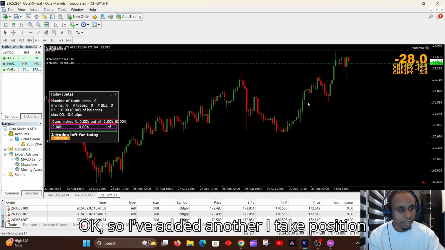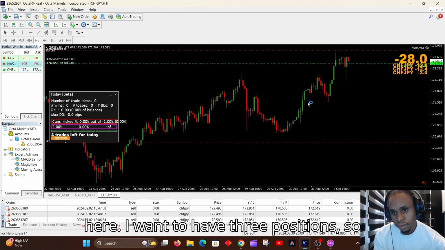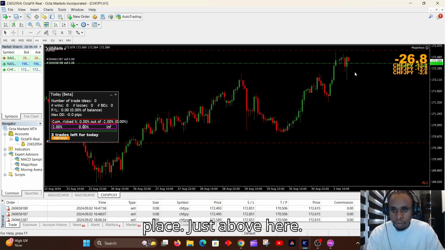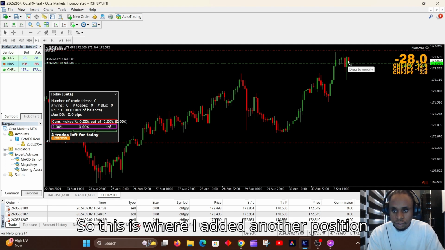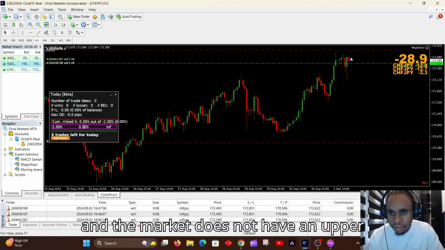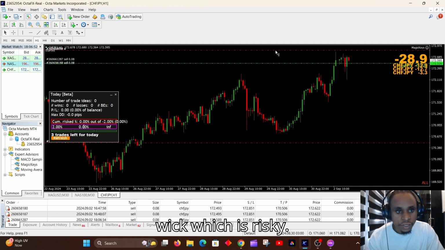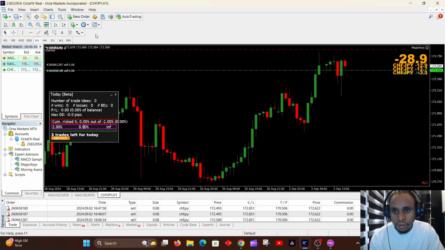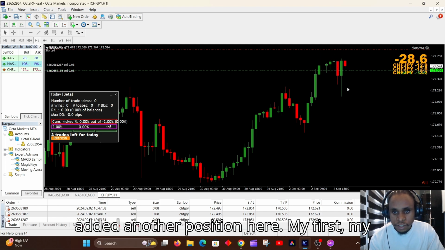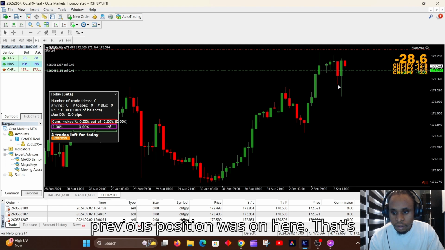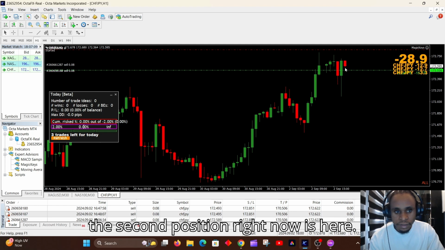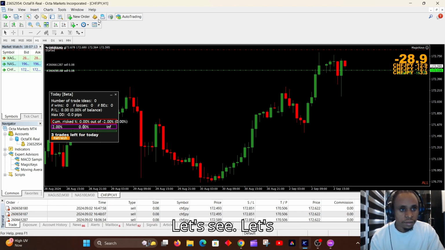Okay, so I've added another position here. I want to have 3 positions, so that's why I added just close to that place, just above here. So this is where I added another position, and the market does not have an upper wick, which is risky. This is risky, but it is what it is. Yeah, I added another position here. My previous position was here. That's why I am down here. But the second position right now is here. Let's see.